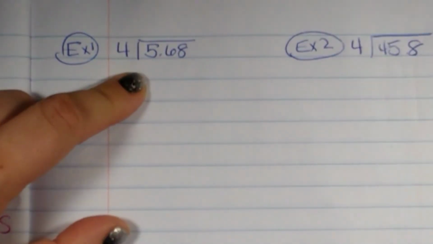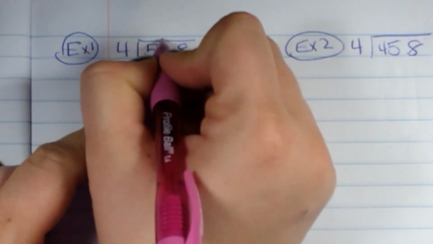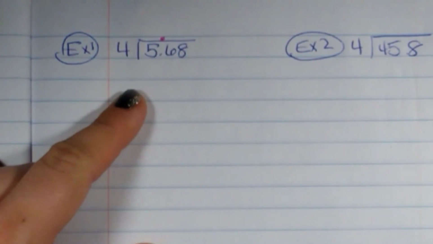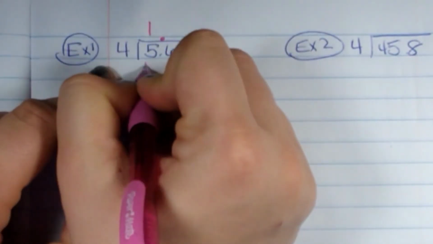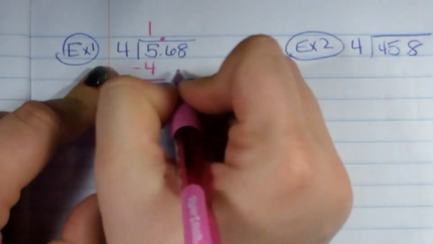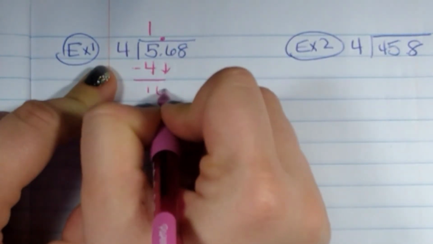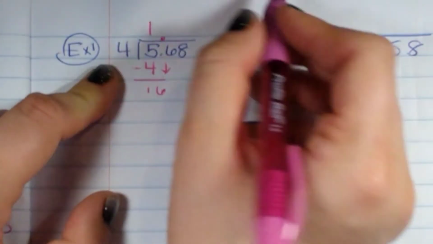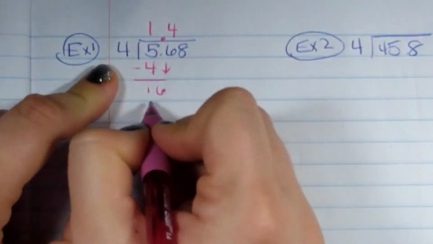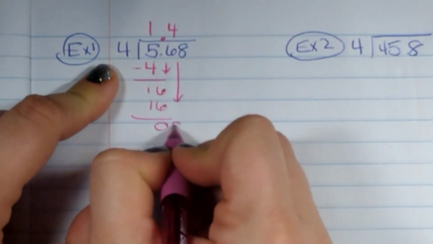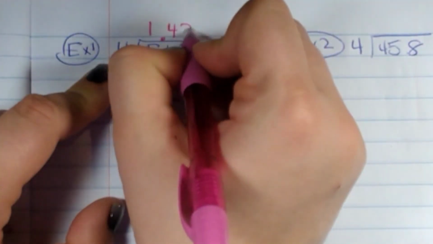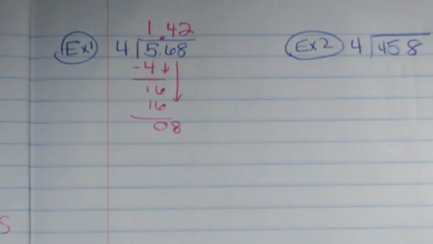All right, so the first thing I do is set up my problem like this, and then I move up the decimal. I'm going to divide like normal. 4 goes into 5 one time. That's 1 left over. Bring down my 6. 4 goes into 16 4 times. Bring down my 8. 4 goes in 2 times. So we did not have to add a 0 to that one. That is how we learned yesterday.